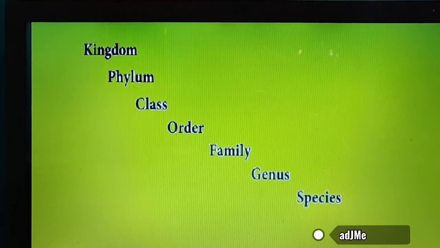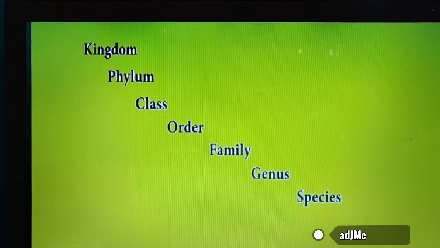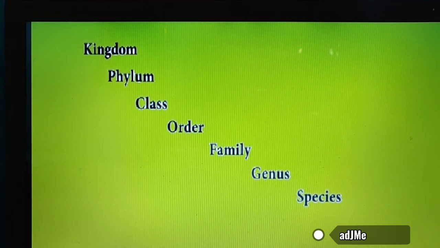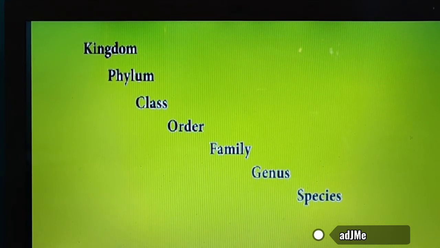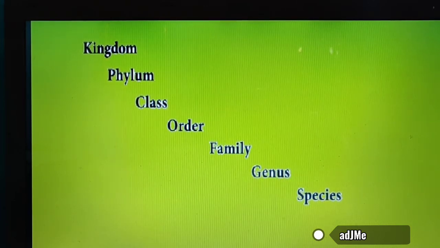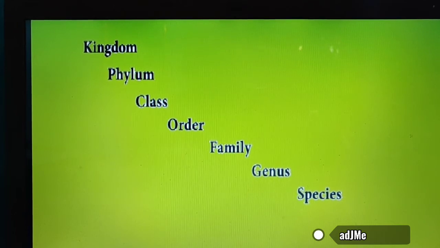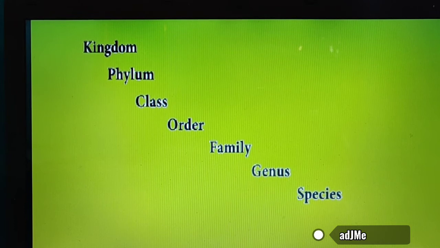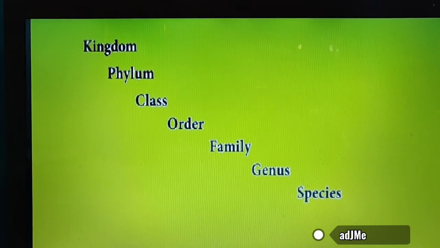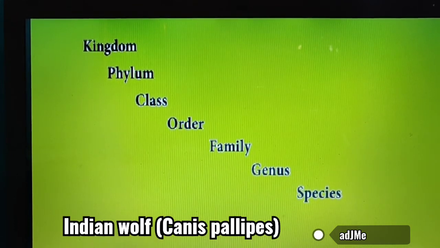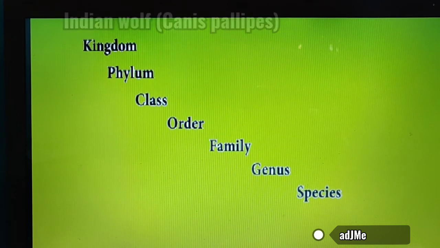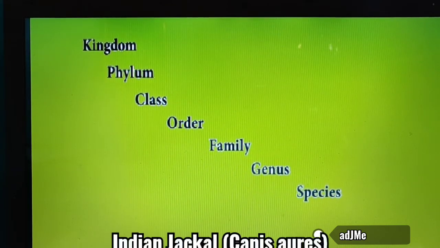So we have many different species in this world. Coming again to the point, species is the lowest taxonomic category. The next higher category is genus. In a genus you have different types of species. All the different types of species which are similar are put under a genus. For example, again given in the book, the Indian wolf, Canis pallipes, and the Indian jackal, Canis aureus.